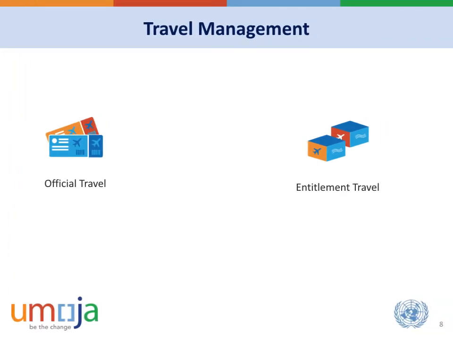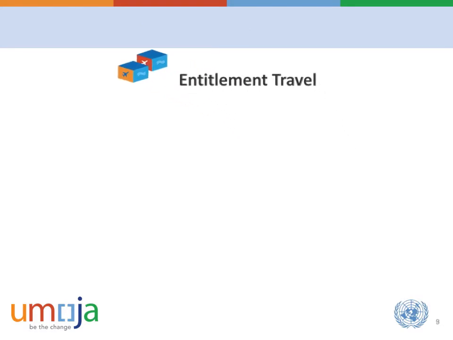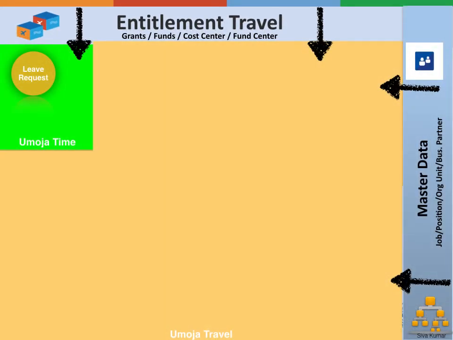Travel management has two basic sets of travel. Even though we have multiple variations, we can factor them into two basic variations: official travel and entitlement travel. Let's take entitlement travel first, and again we'll put it on the same two-dimensional graph for plotting. Entitlement travel, or any travel, starts with the requisition of leave.